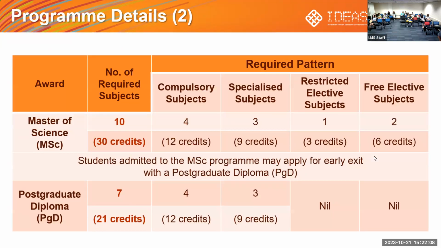That's the basic program details. If you eventually want to get a Master of Science, you have to take 4 compulsory subjects, 3 specialized subjects, 1 elective, and 2 free electives.